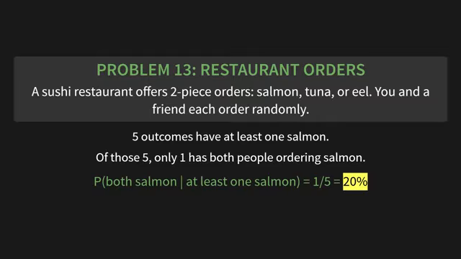Here's the big lesson. Independence is your friend in probability. When events don't influence each other, you can just multiply their individual probabilities. It's like having a superpower that turns complicated problems into simple multiplication. Anytime you can break a problem into independent pieces, do it.